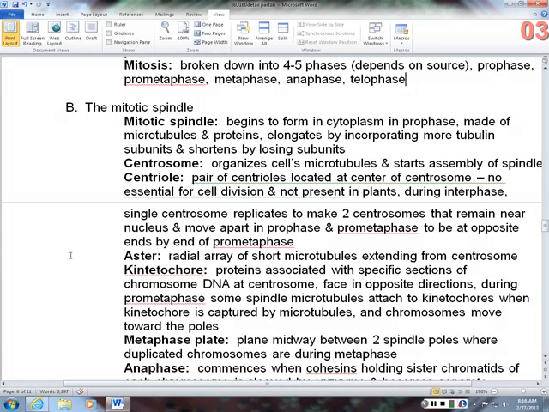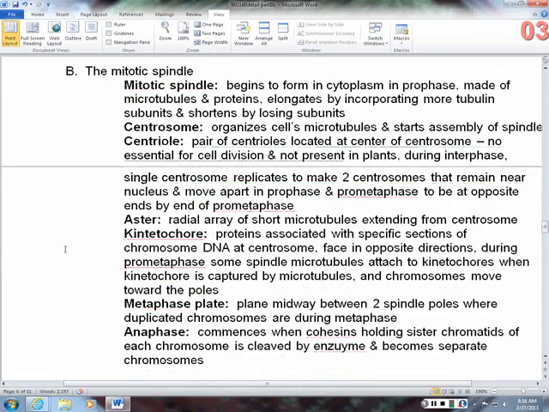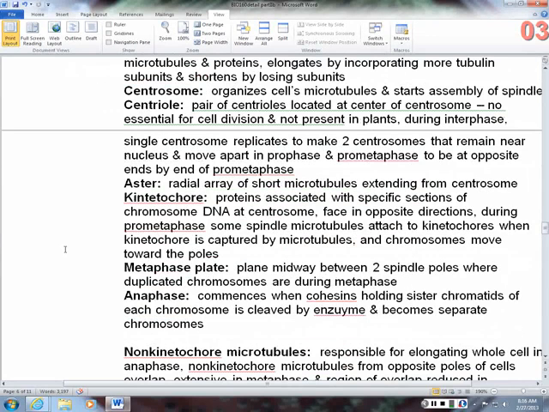There's going to be an aster where from the centrosome, it's going to make kind of a star-shaped area in there. And it's going to be a short array of microtubules that are going to spread out from the centrosome.